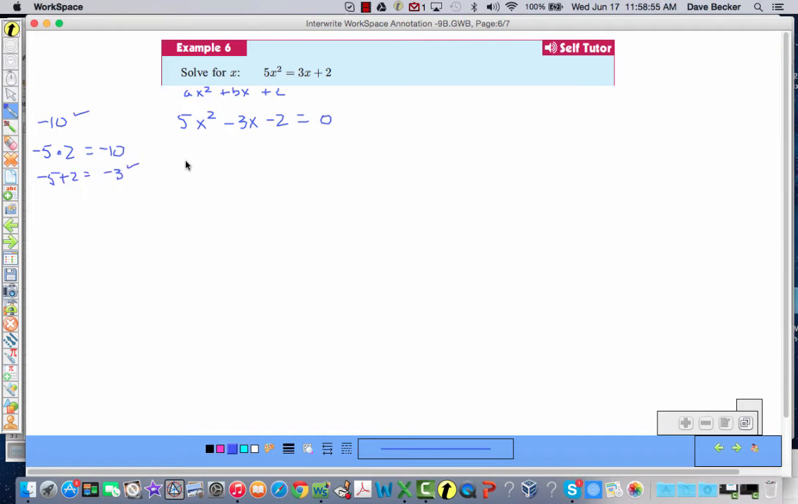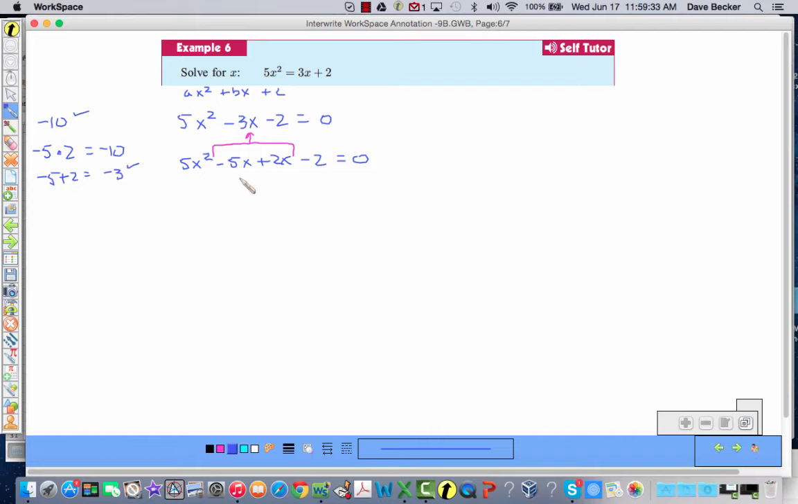So I'm going to rewrite negative 3x as minus 5x plus 2x. And then, of course, I still have the minus 2 equal to 0. So there's nothing magic going on here. It's just that negative 5x plus 2x is equal to negative 3x. We just rewrote negative 3x in a different way. From there, we're going to concentrate on two terms at a time. And it does not matter if I had put 2x here and negative 5x here. It would still work out swimmingly.